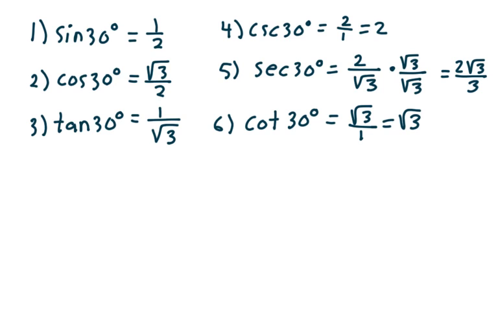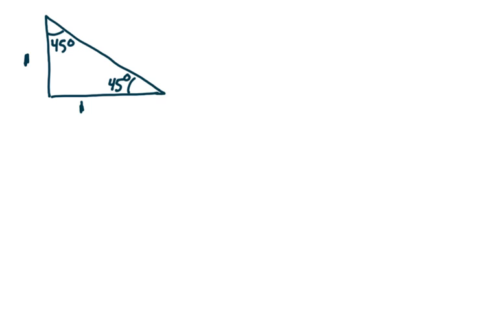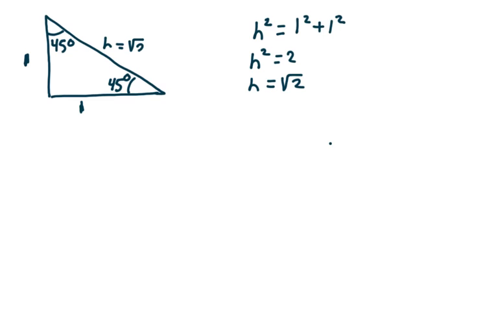Now, I want to go over another triangle with you, and that's the 45, 45, 90 triangle. Okay, so in this triangle, suppose this side is length 1 and this side is length 1. This angle is 45 degrees, and that angle is 45 degrees, and this angle is 90 degrees. And we're going to call this side H. And remember that h squared is 1 squared plus 1 squared, Pythagorean theorem. So h squared equals 2, and so h is the square root of 2. So this is the square root of 2.